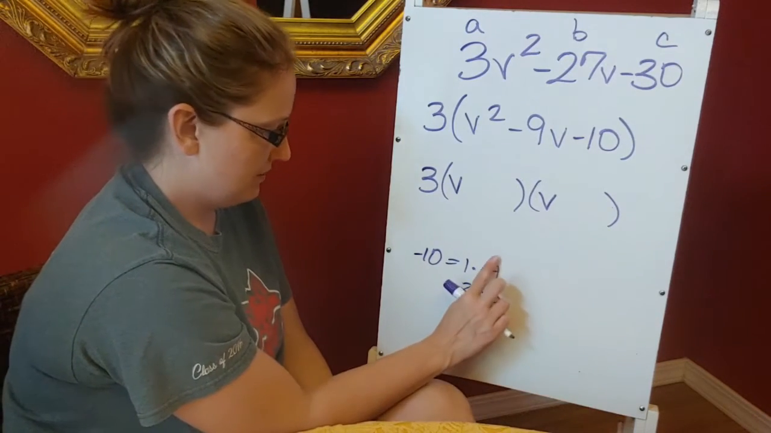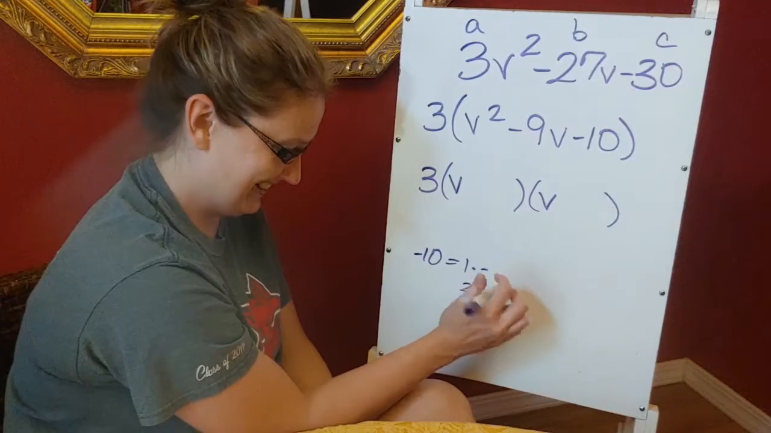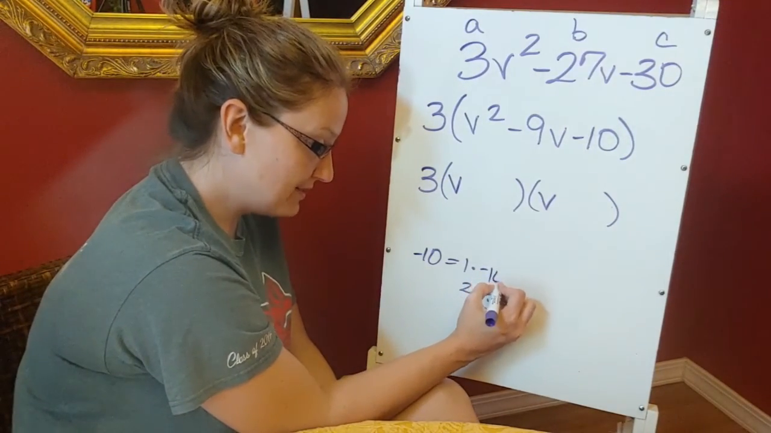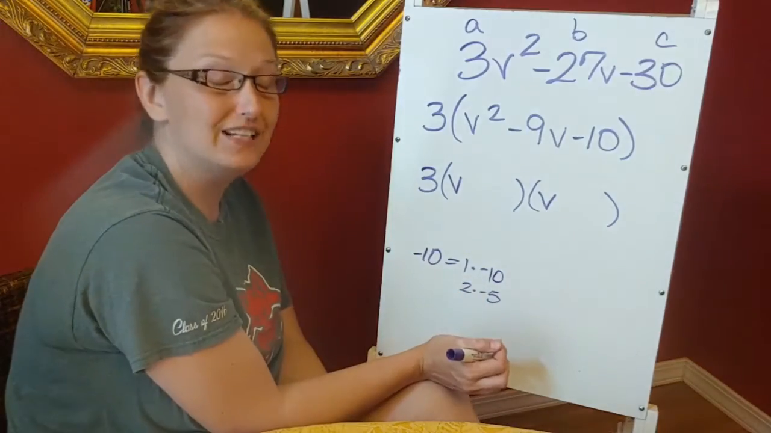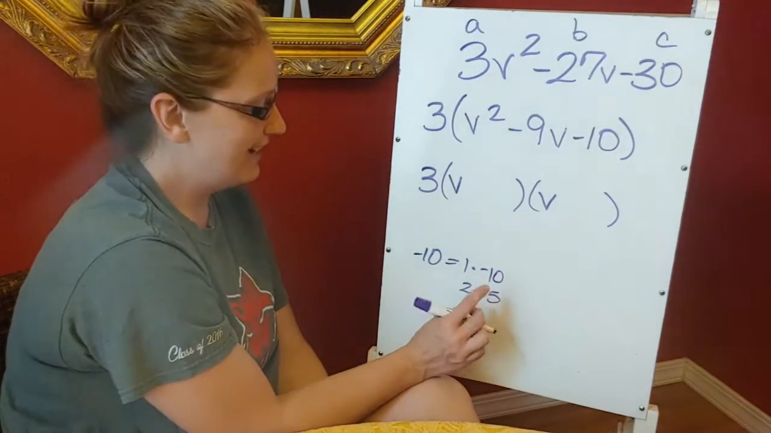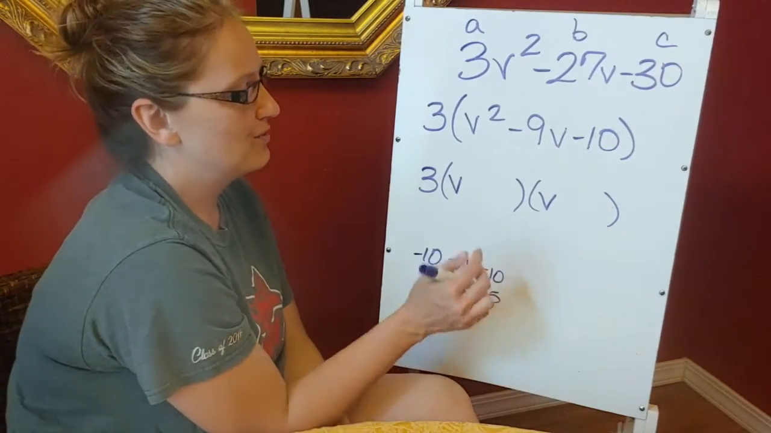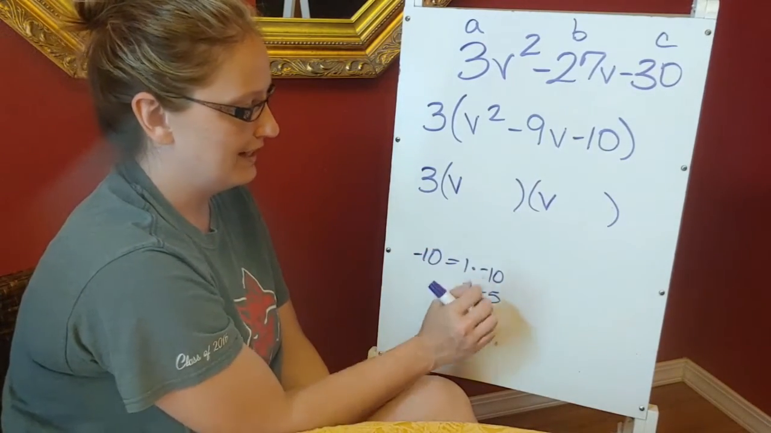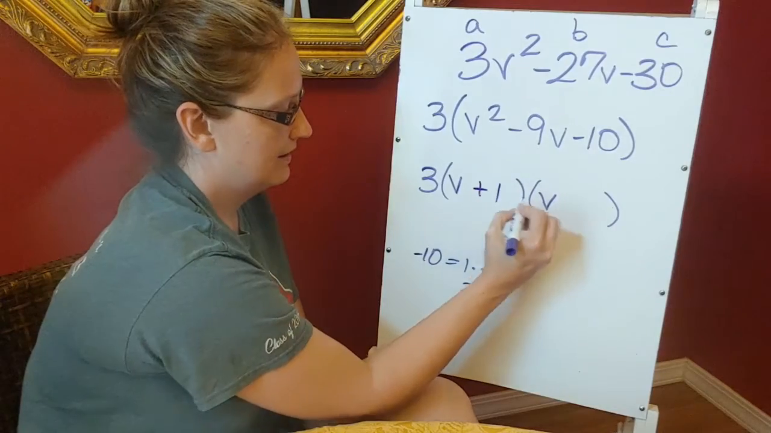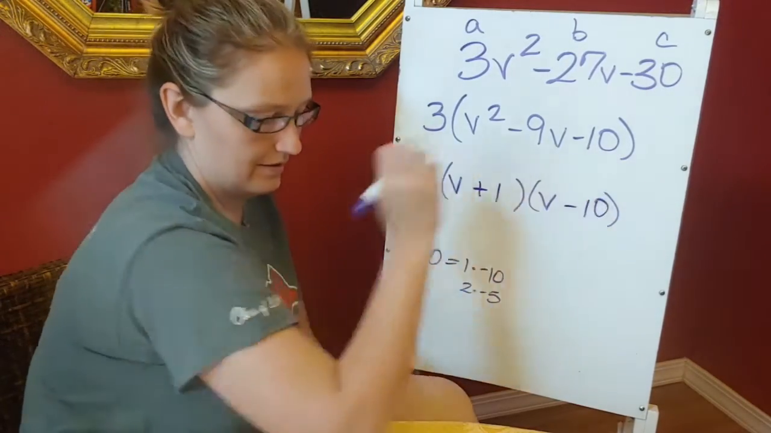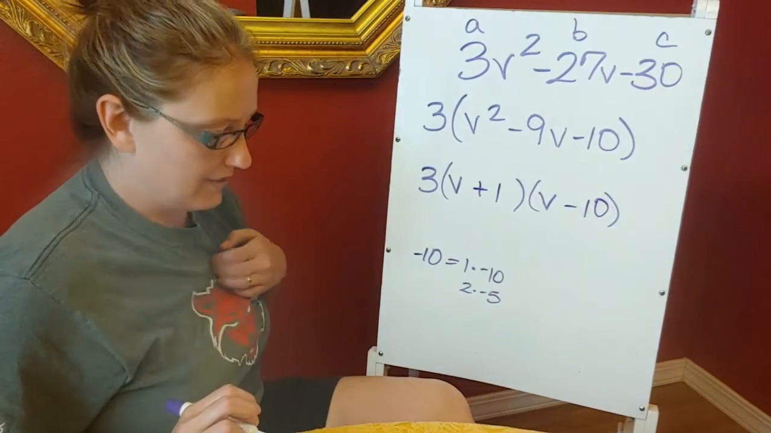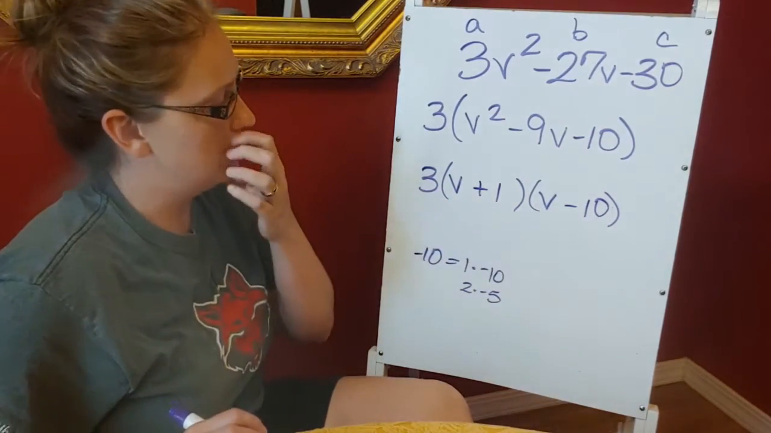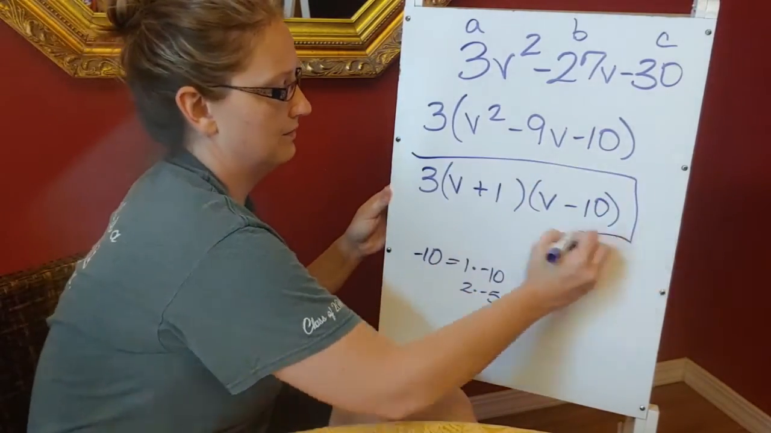Whoops. It's been a long week. 1 times a negative 10 gives me negative 10. I'm getting ahead of myself. So which one of these factors, when I add them together, gives me negative 9? Well, it's positive 1 and negative 10. Okay? So when I factor that out, I get 3 times (v plus 1) times (v minus 10). And that's my factored form.